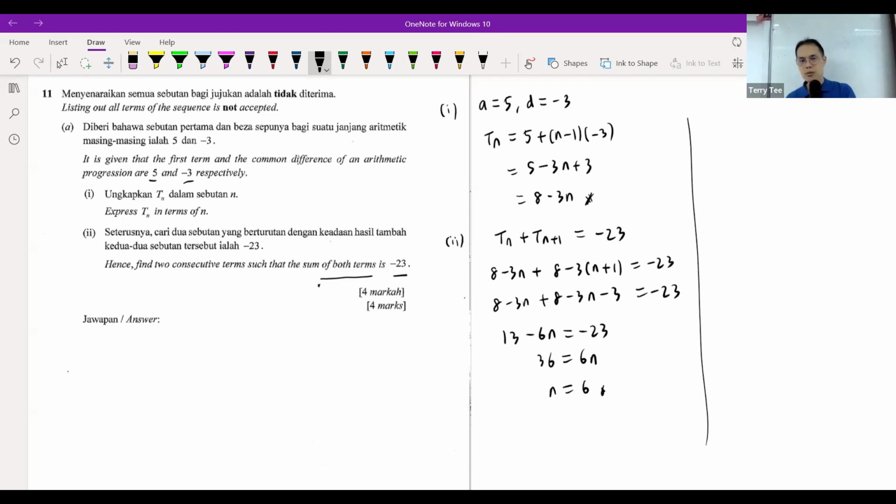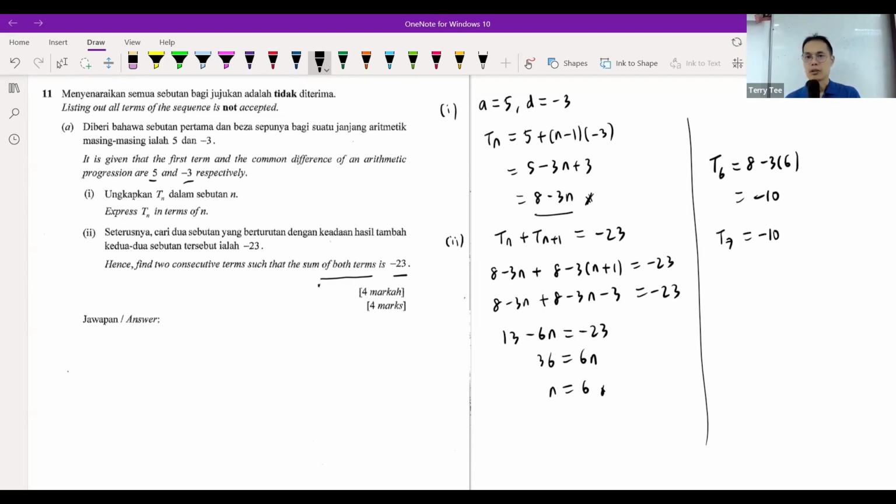However, this is not the answer yet because you want to find which two terms. If the question says which term, it means the fifth term, sixth term, seventh term, right? You're not finding that, we know it's the sixth and seventh term, but we are finding the value of the two terms. So let's find T6. What's the T6? Sub inside here. 8 minus 3 times 6, 8 minus 18, negative 10. How about T7? Well, you don't have to calculate once again.